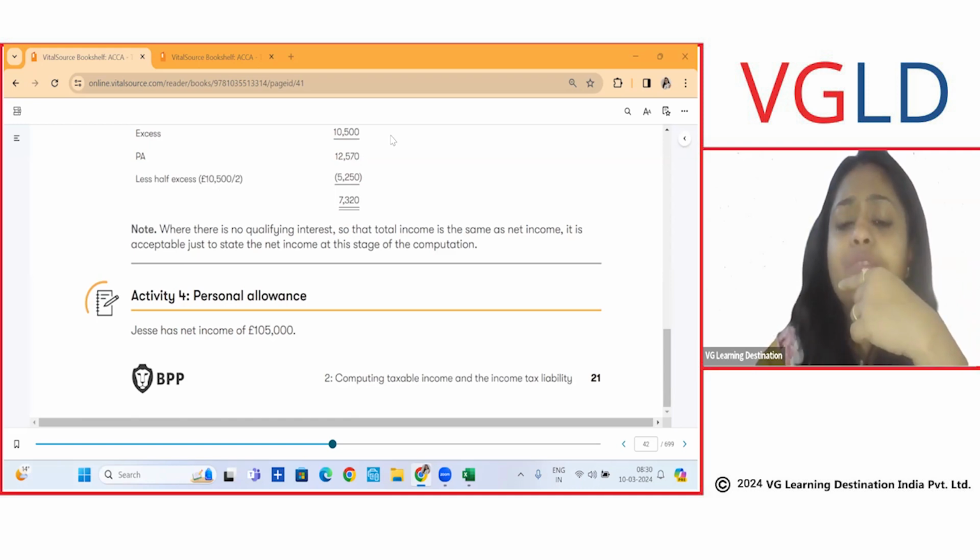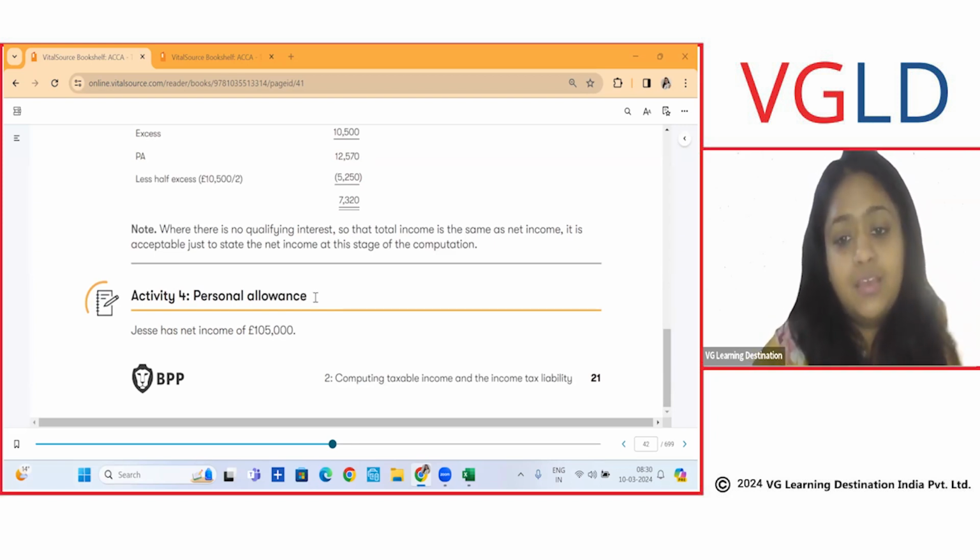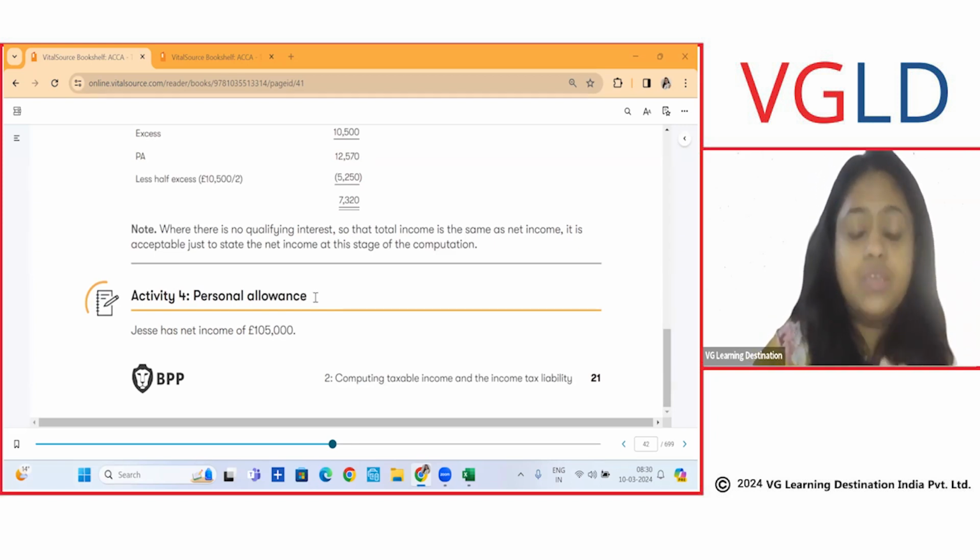Okay, it is not how you've taken 7570. You have to reduce straight away 5,000, Ashna. You have to take 50% of excess. Okay? No. Look here.